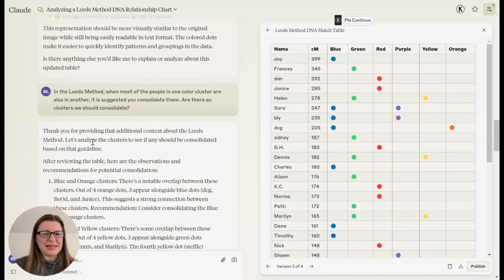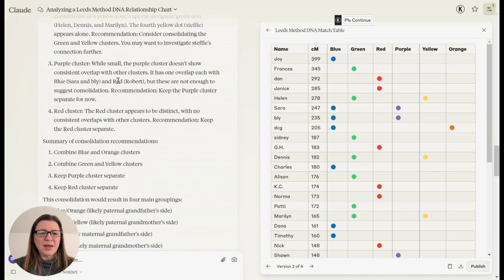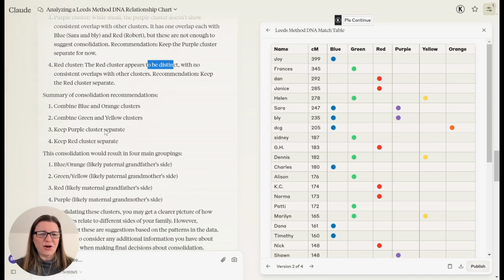And we scroll down. I said, in the Leeds method, when most of the people in one color cluster are also in another, it is suggested you consolidate them. Are there any clusters we should consolidate? And here it did say blue and orange, there's a notable overlap, green and yellow, there's some overlap. Out of 4 yellow dots, 3 appear along green, and the fourth, Steffi, appears alone. Recommendation, consider consolidating. It said purple, there's nothing really to do, there's not enough to suggest consolidation. Red is distinct with no consistent overlap. So here are the suggestions.